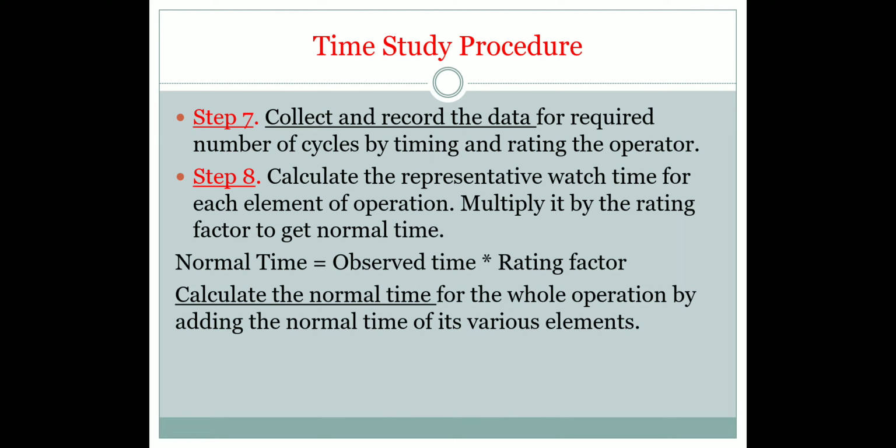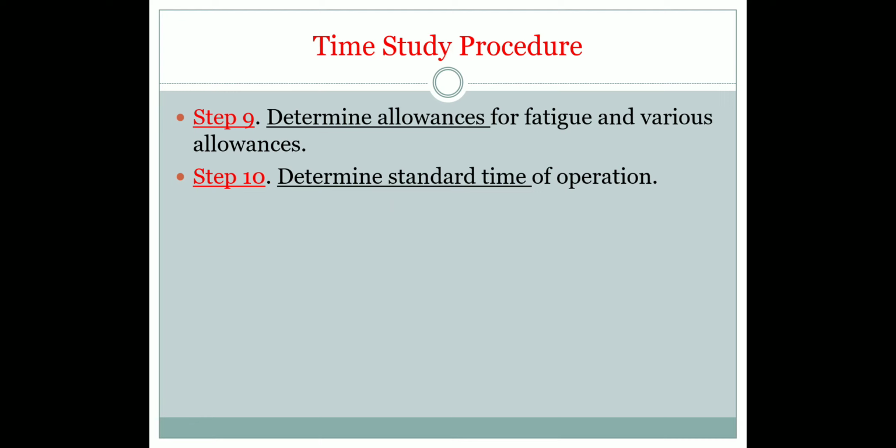What is the formula of normal time? Observation time multiplied by the rating factor is normal time. And calculate the normal time for the whole operation by adding the normal times of its various elements. That is the 8th step. And next, determine allowances for fatigue and other allowances, and determine the standard time of the operation. This is the procedure of time study.